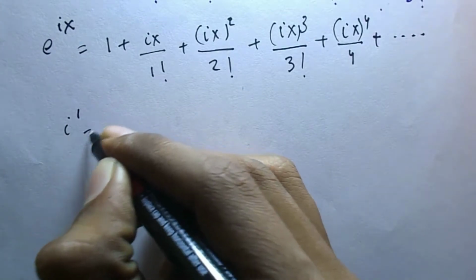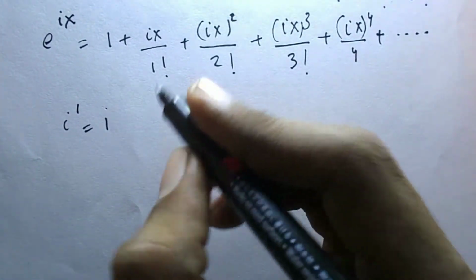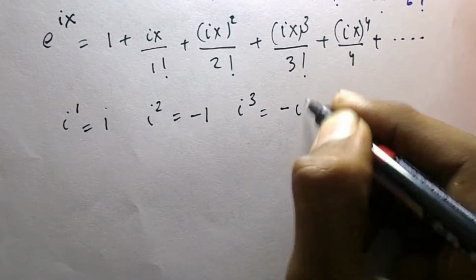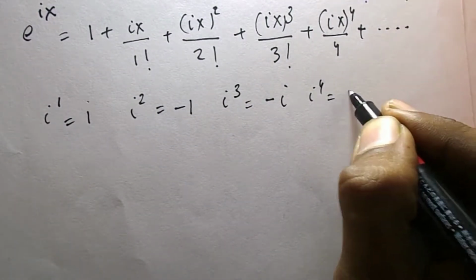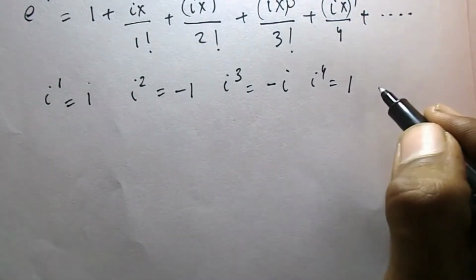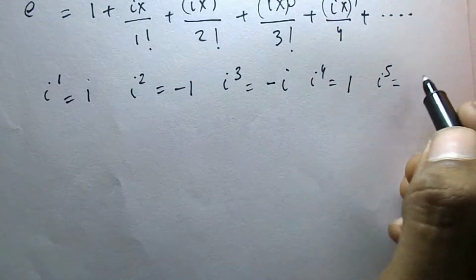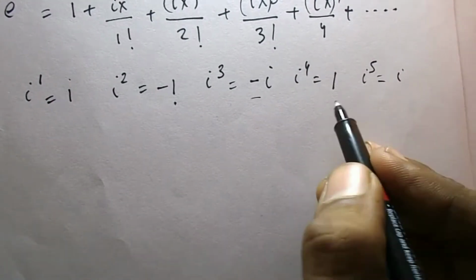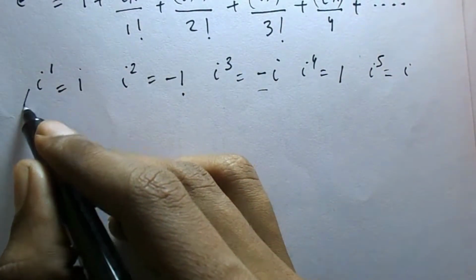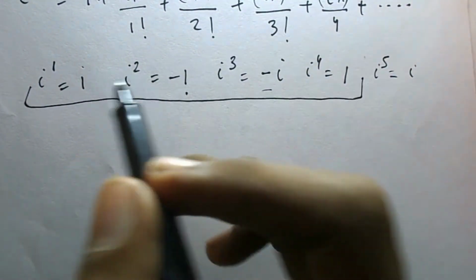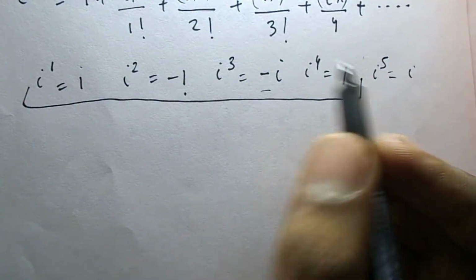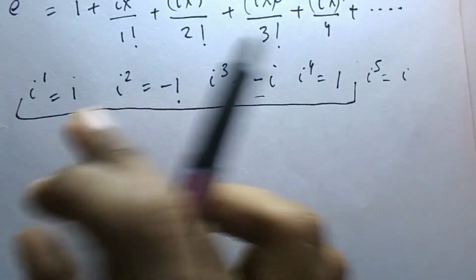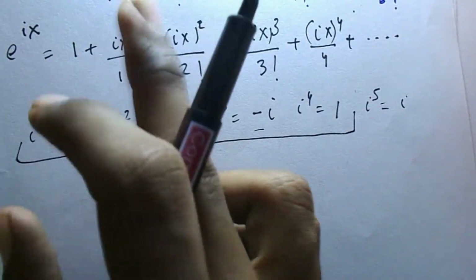So i to the power 1 is obviously i. And i squared by definition is negative 1. i cubed is negative i. i to the power 4 is 1. And then again, i to the power 5 starts from here: i. Then i to the power 6 would be negative 1. i to the power 7 would be negative i. And i to the power 8 would be positive 1. So the value cycles through i, negative 1, negative i, then 1. Again i, negative 1, negative i, then 1. So we can just substitute these values in this expansion of e to the power ix.